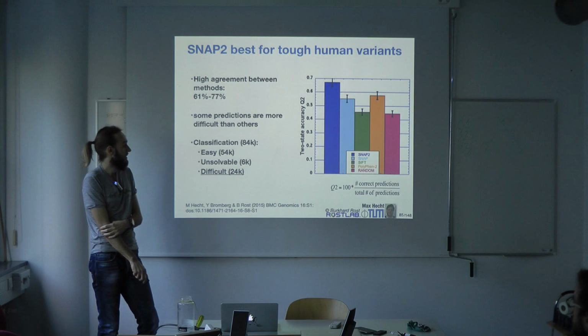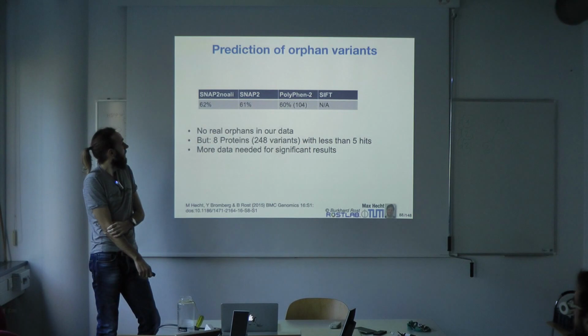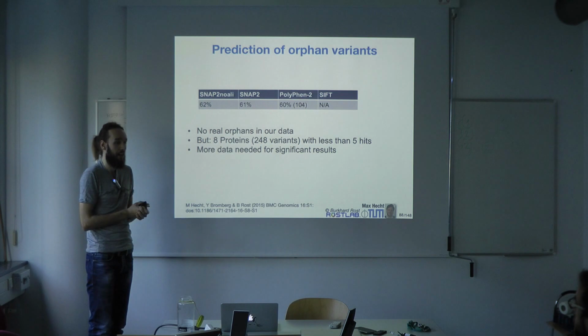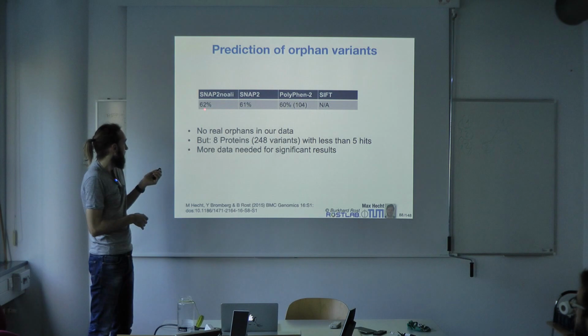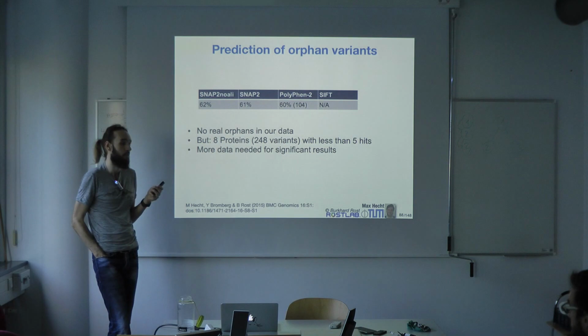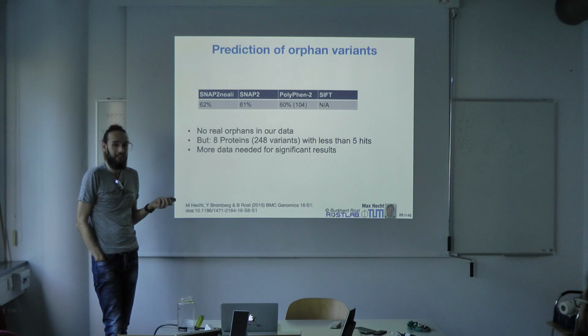so it does really well on difficult variants. And then this is what I mentioned before, so they tried to make an argument for this no alignment mode. There are a few orphans, so variants for which we can't really get an alignment input. And SNAP is better here by 1 percentage point. On just 8 proteins and 248 variants, so you can't really make a point out of this. This is too small of a data set to really say this works, but this is the idea. For variants like this, we have the fallback mode in SNAP2.